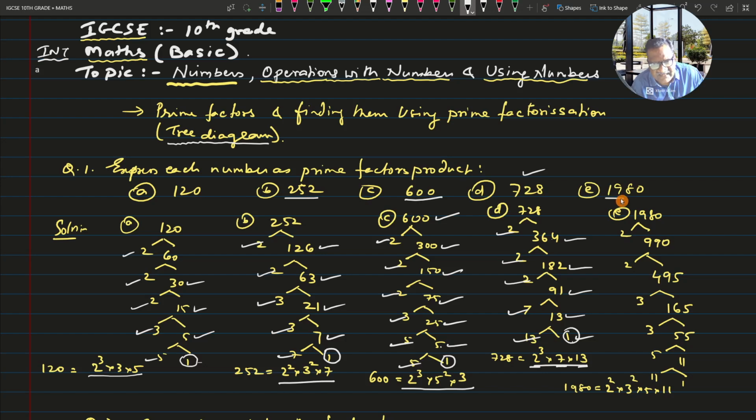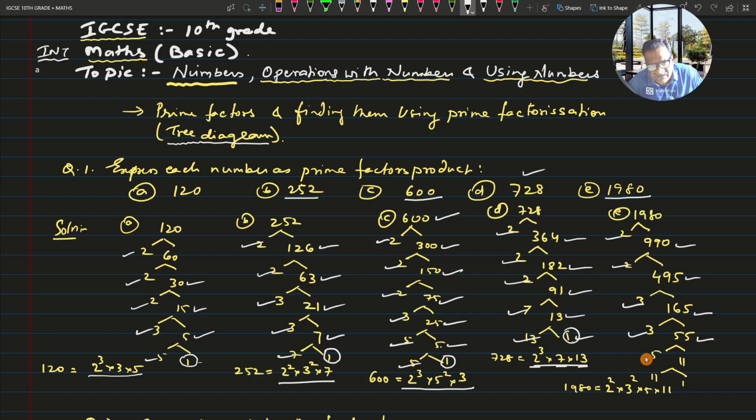Last is 1980. 1980 you divide by 2, you get 990. 990 again you divide by 2, you get 495. Now 495 being a number which is not divisible by 2, so you have to move to the next prime number, that is 3. So if you divide by 3, you will get 165. Now 165 again divide by 3 will give you 55. Now 55 is not divisible by 3.